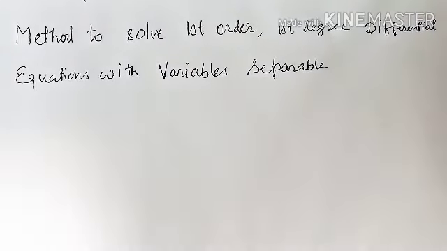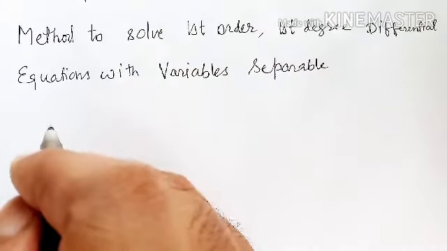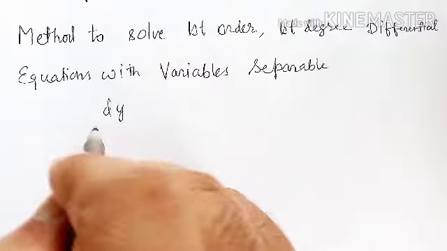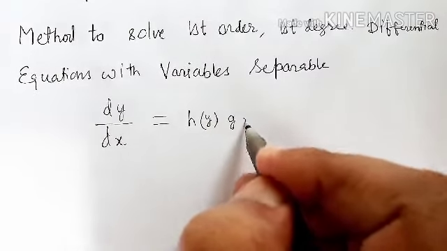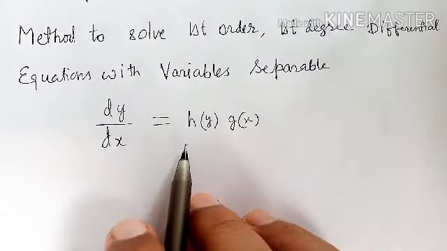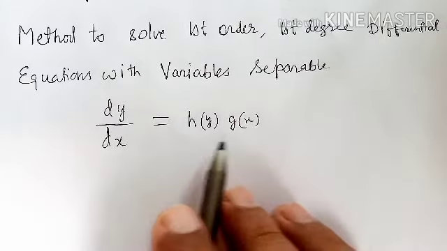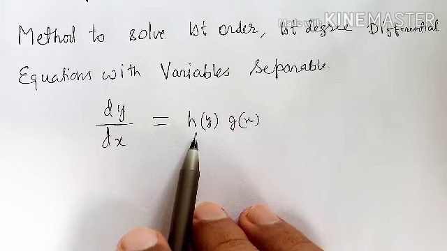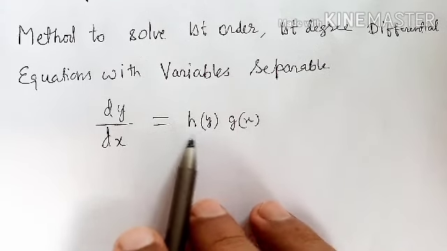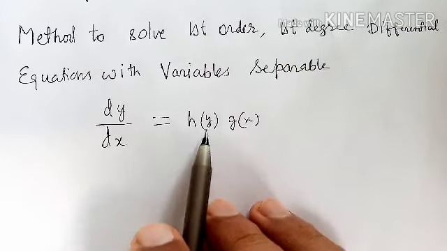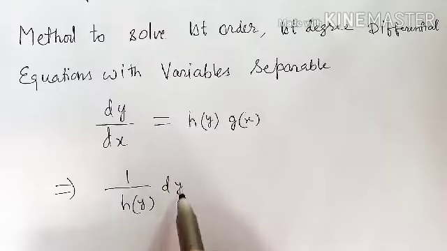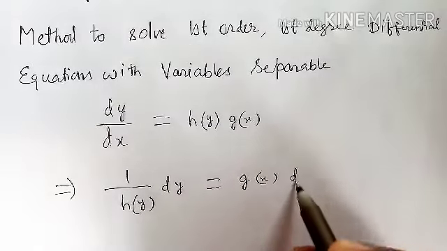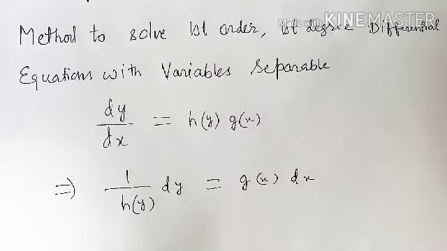Method to solve first order first degree differential equations with variables separable. Suppose you have the differential equation dy by dx is equal to h(y) g(x). Here you can see that this differential equation is of first degree and first order, and you can also see we can separate variables. So this can be written as 1 by h(y) dy is equal to g(x) dx. Now variables got separated.